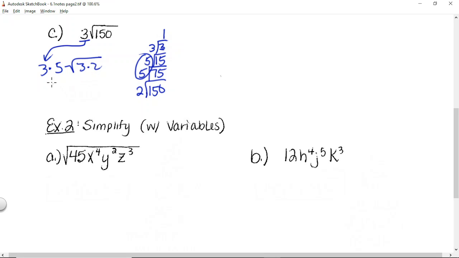Okay, so on the outside we have 3 times 5, which is 15, and on the inside we have 3 times 2, which is 6. So that is it.